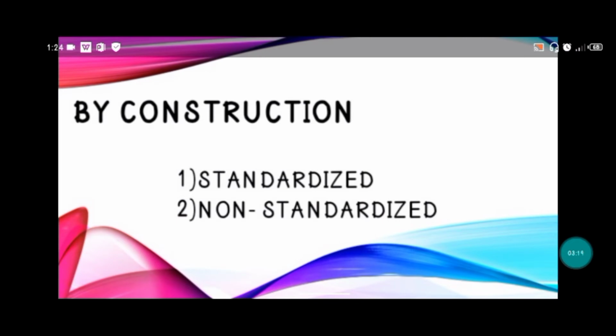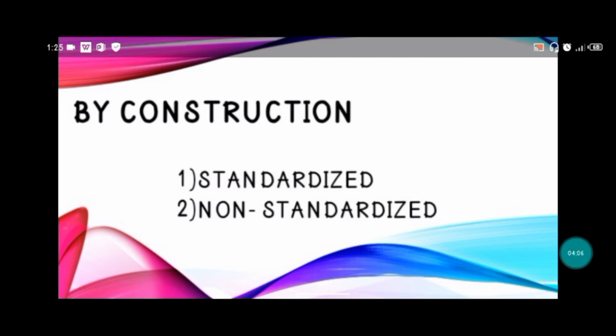Next is assessment by construction. So whatever the purpose of the assessment, the tools used are generally categorized into standardized and non-standardized. First is standardized. So this tool is prepared by highly technical and professional authors, and the items are prepared through a scientific process, setting the validity and reliability.